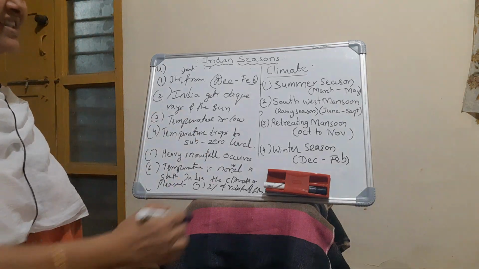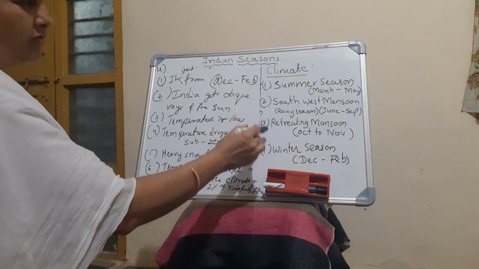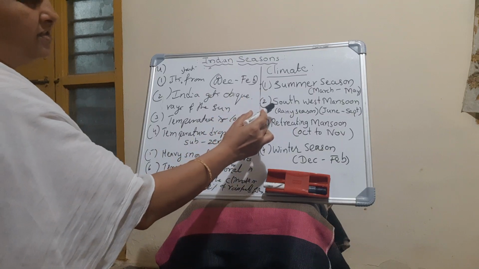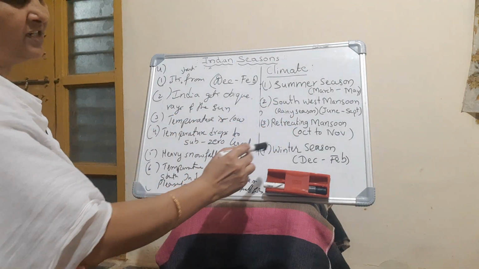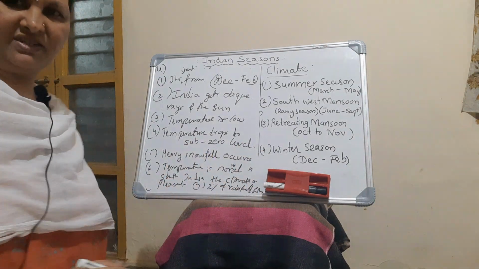With this, all four are completed: summer season, southwest monsoon season, retreating monsoon season, and winter season.